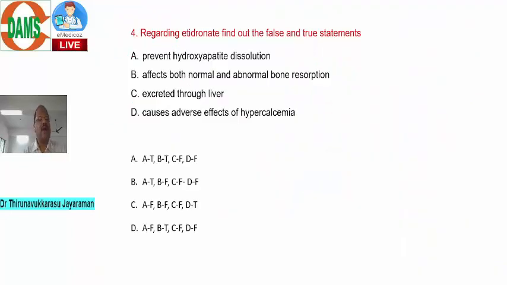Next, regarding etidronate, find out the false and true statements regarding etidronate. First of all, when you study this question, immediately you should know etidronate. Any drug name ending with dronate, for example alendronate, risedronate, zoledronate, means they are called bisphosphonates. With this in mind, now go through the options. Regarding bisphosphonate, find out the true and false statement. Option A, prevents hydroxyapatite dissolution.